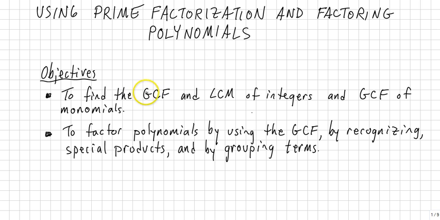So we want to be able to find the greatest common factor and least common multiple of integers. And then we also want to be able to find the greatest common factor of monomials. And then we're going to begin to look at how to factor polynomials by using the greatest common factor, by recognizing special products, and also we're going to take a look at how to factor by grouping.